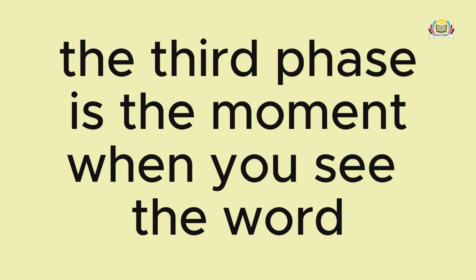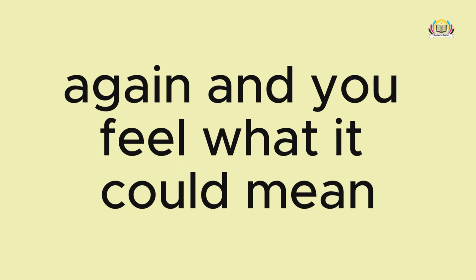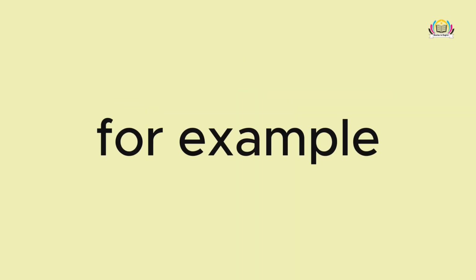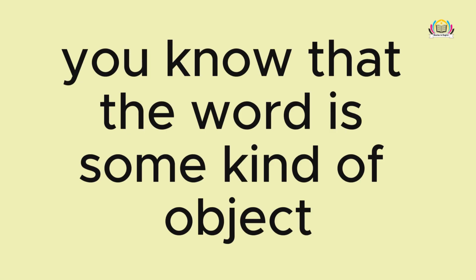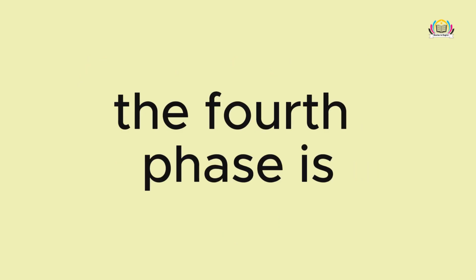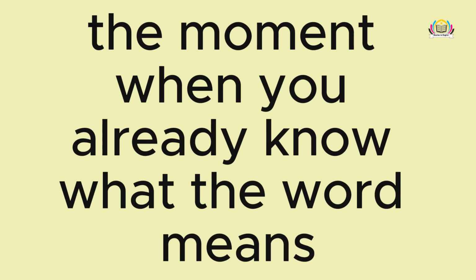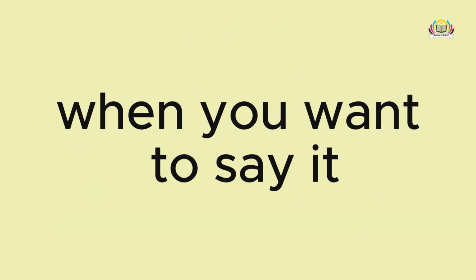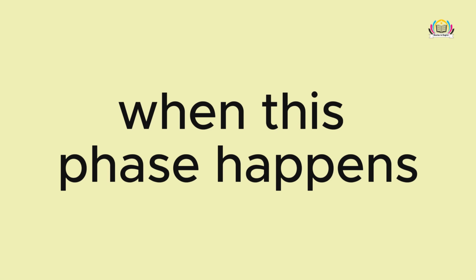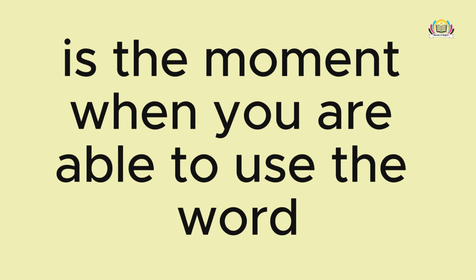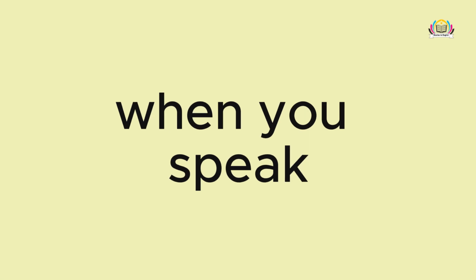The third phase is the moment when you see the word again and you feel what it could mean, but you're not sure. For example, you know that the word is some kind of object or some animal or a verb. The fourth phase is the moment when you already know what the word means when you see it, but you are not able to recall the word when you want to say it. When this phase happens, the word is in your passive vocabulary.